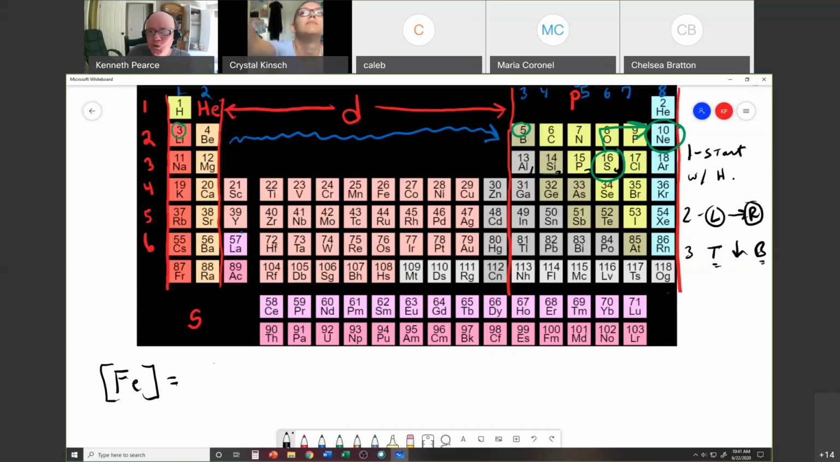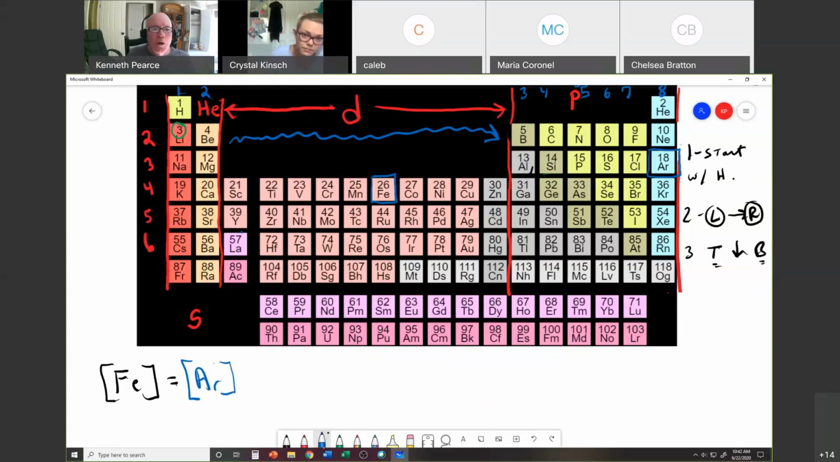But let's just use, and I'm going to erase this up here, our noble gas configuration for iron. Where's iron? Iron is right here in blue. There's iron. That's our goal, right? What's our previous shell? Argon. And so we would say argon.